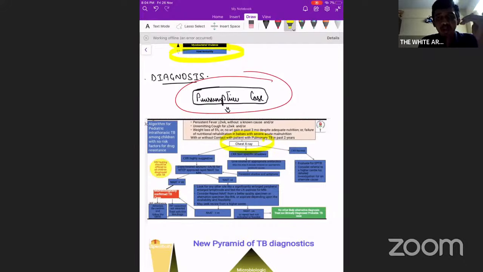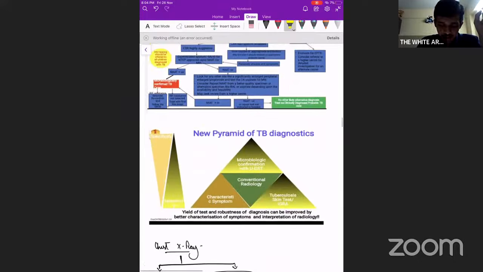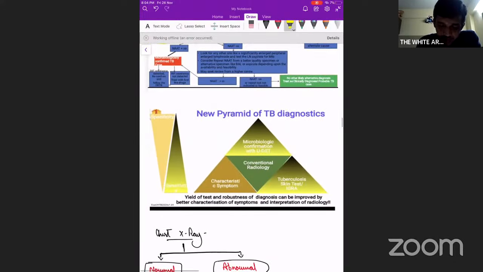chest X-ray. And this is the major change compared to our previous RNTCP program. Why so much emphasis has been given to chest X-ray can be understood by this new pyramid for TB diagnosis. We have maximum specificity at one end and maximum sensitivity at the other end. Radiology is the only test which comes in between, correct? It is the only test which has good specificity as well as good sensitivity. That is why so much importance is being given to radiology.